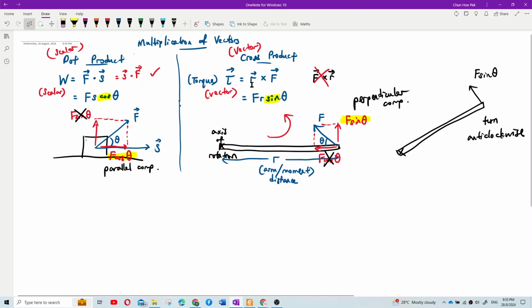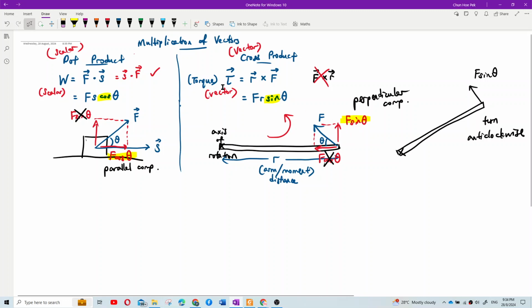You multiply these two vectors: this distance here is a vector, multiplied by another vector, the force, and you get another vector, the torque, which is also a vector. So cross product gives a vector quantity. That's why cross product is also called a vector product. Dot product is a scalar product, giving a scalar quantity, work done. That's the difference between these two.